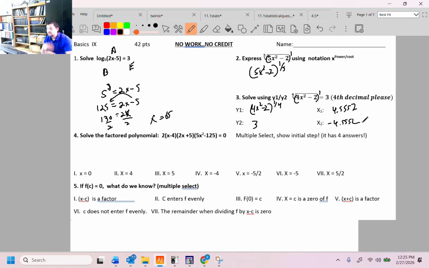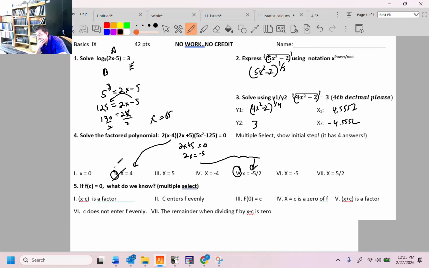All right, solve the factored polynomial. Let's see here, change sign, easy. X is 4, 2x plus 5 is 0. We subtract 5, and then we divide by 2. Negative 5 halves goes right there.